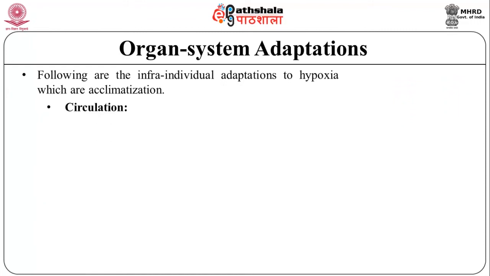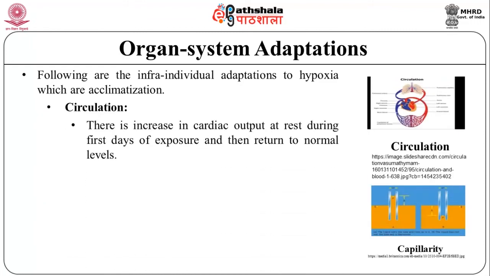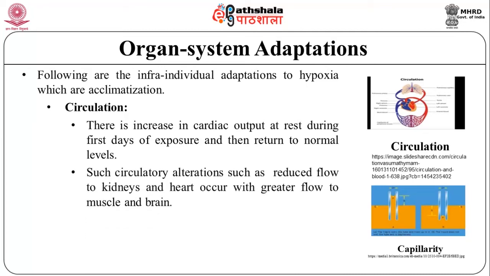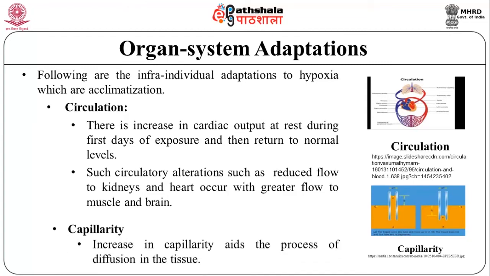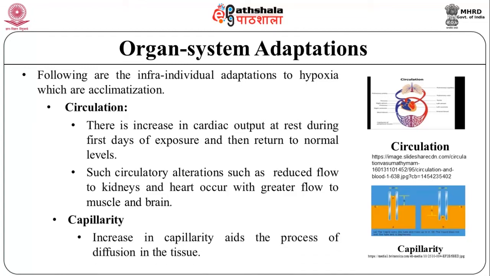The third one is circulation. There is an increase in the cardiac output at rest during the first days of exposure and then a return to normal levels. Circulatory alterations such as reduced flow to the kidney and heart occur, with greater flow to the muscle and brain. The fourth one is capillarity. Increase in capillarity aids the process of diffusion in the tissue.